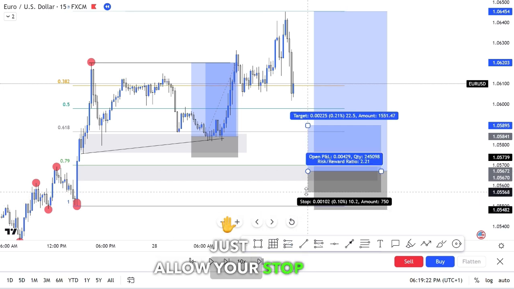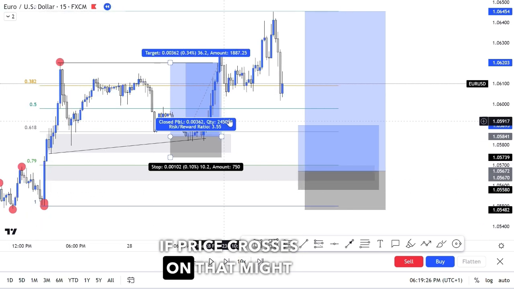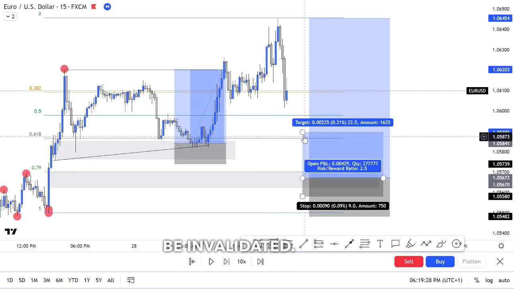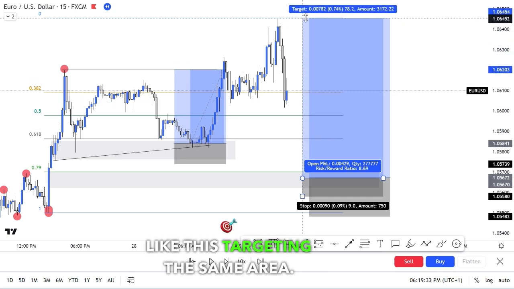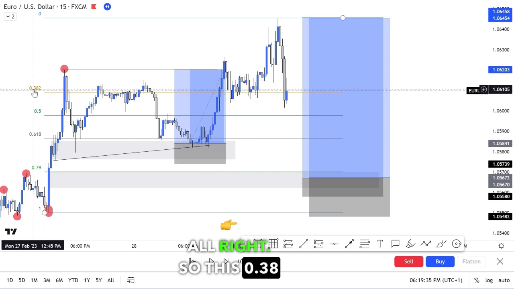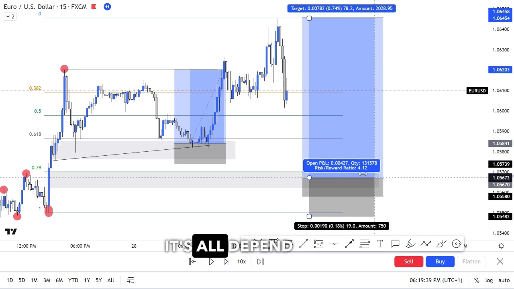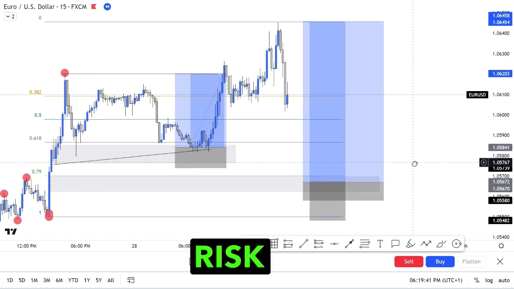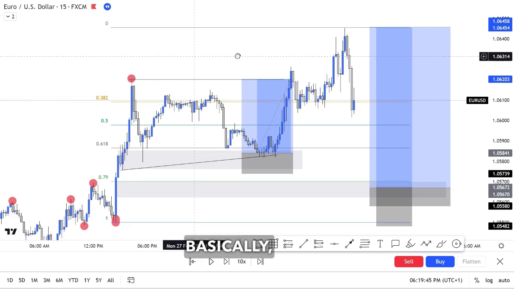Just allow your stop loss to be a little bit wider, because if price crosses this zone, that might be invalidated. All right, so you might do something like this, targeting this same area. This 0.38 could be your first take profit or your break-even point. It all depends on, like I said, your risk appetite. So basically you can do this.